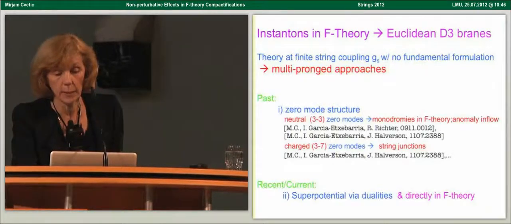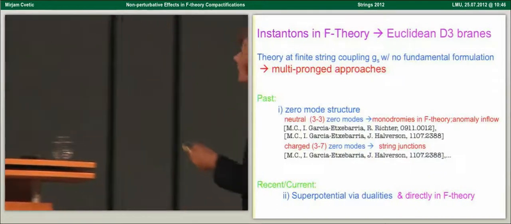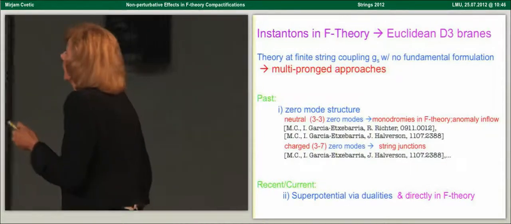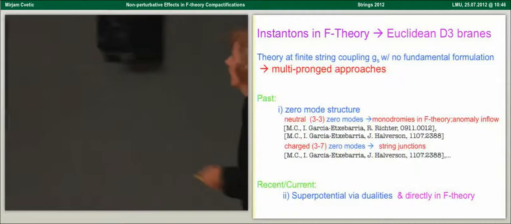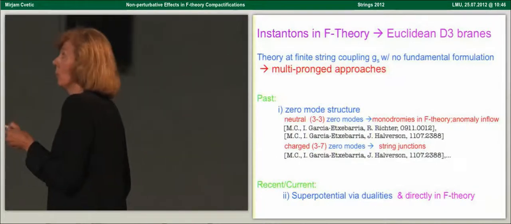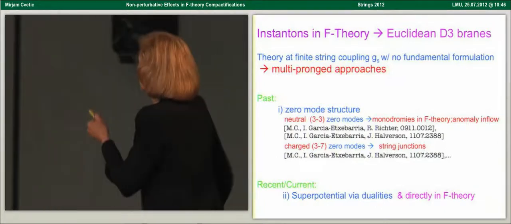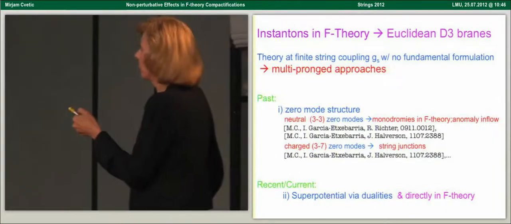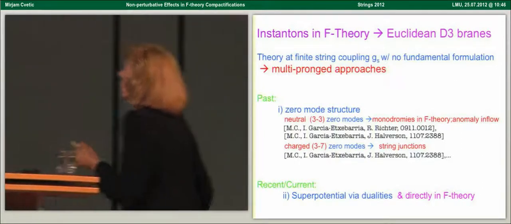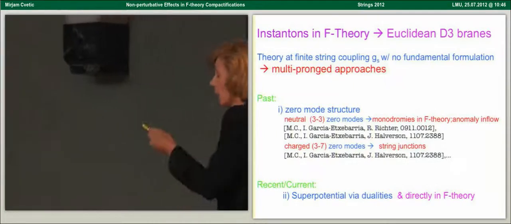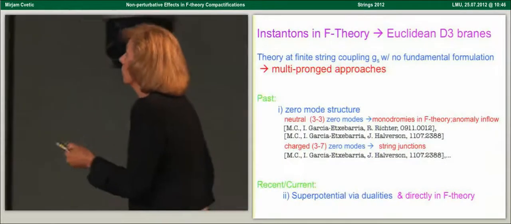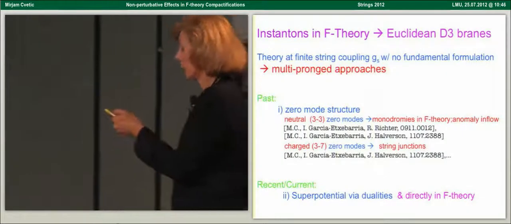And some of the efforts that I have been pursuing with different collaborators in the recent past focus on trying to understand the nature of zero modes in F-theory in the presence of Euclidean D3 branes, in particular focusing both on neutral zero modes that basically tell you whether this configuration could contribute to a non-perturbative superpotential, or also the so-called charged zero modes, which are associated with intersections of the Euclidean branes with the presence of gauge branes that carry gauge charges.